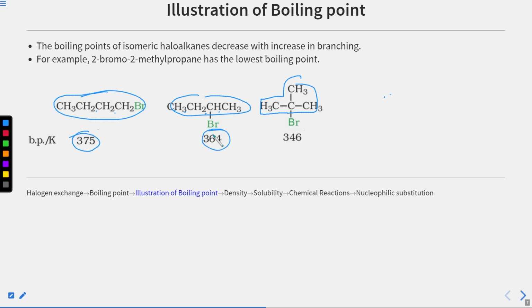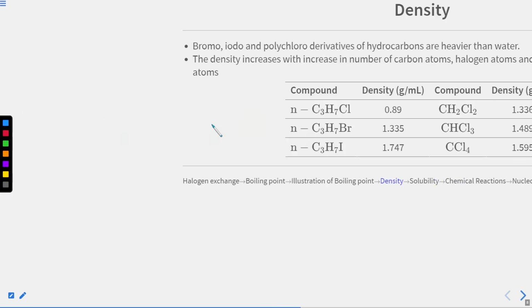Then we have this 364, and then we have this 346. Okay, so this is our boiling point. Out of all of this, 2-bromo-2-methylpropane has the lowest boiling point, 1-bromobutane has the highest one, and 2-bromobutane is in the middle. Okay, this is clear. Now next, this is isobutane.